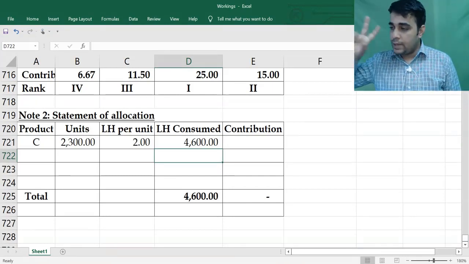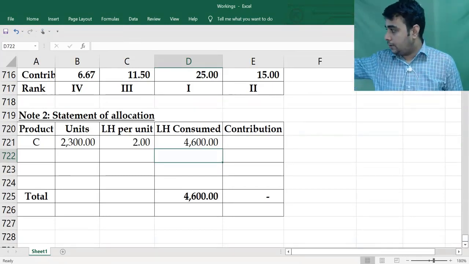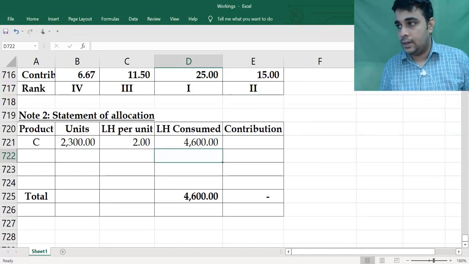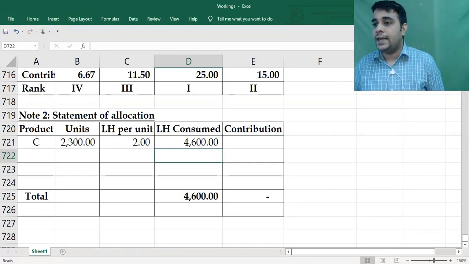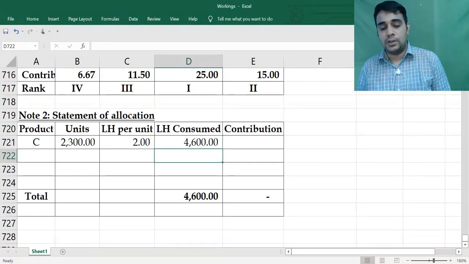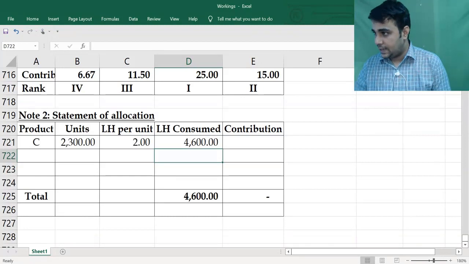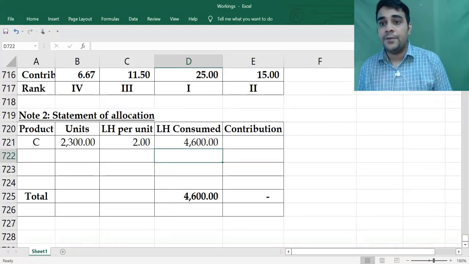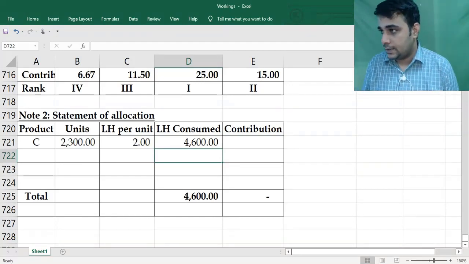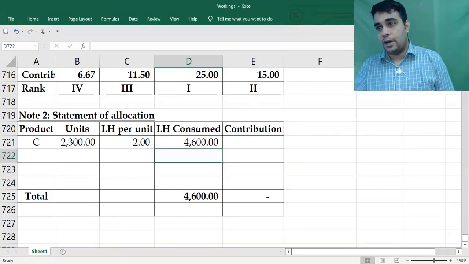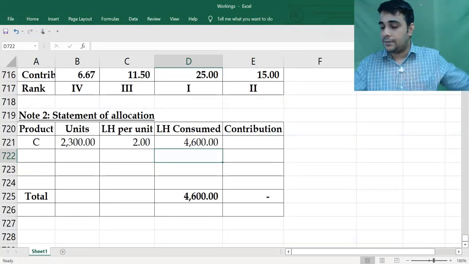You will have to keep doing this in the calculator. You will have to ensure that the total does not exceed 20,000. For example, sometimes let's assume product C had a demand of 11,000. That's the rank 1 product, and 11,000 into 2 is 22,000. C itself fully is not possible. You will have to cut short C's production itself.